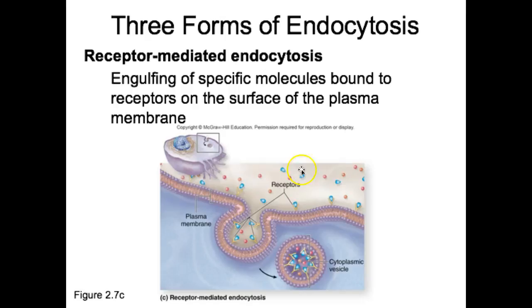So in this case, we've got stuff outside, the receptors bind to it, part of this plasma membrane invaginates, and then it pinches off, and then you have your cytoplasmic vesicle and it's got stuff in it. That's our endocytosis process in a nutshell.